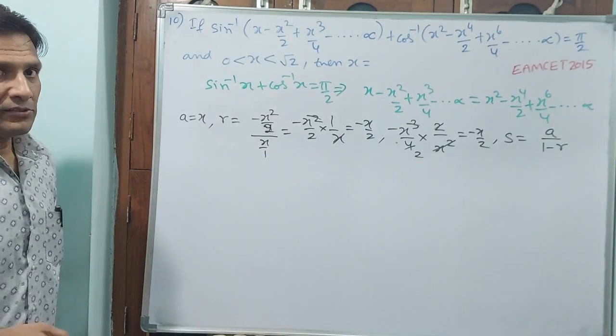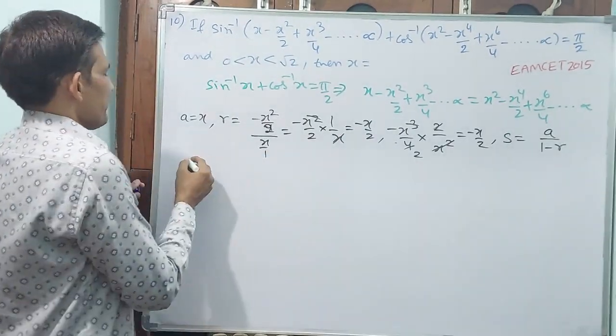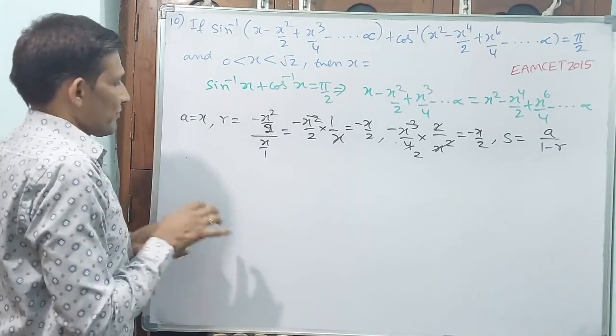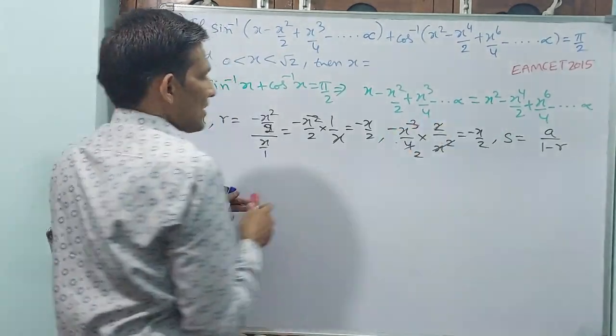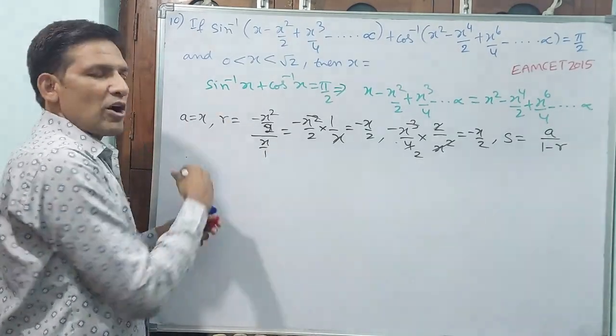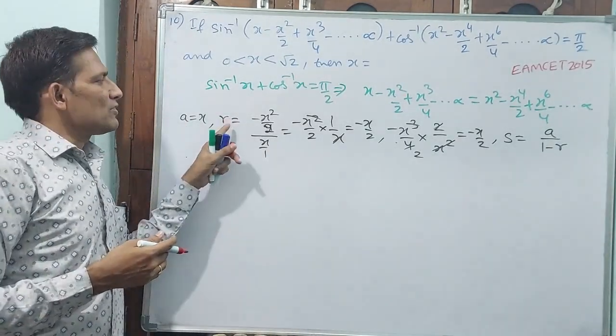Shall I write that series also? See how I am writing. Now for that second series, a will be x square, the first term. This you have to know, what is the first term, what is the common ratio. This is the first term, this is the common ratio.